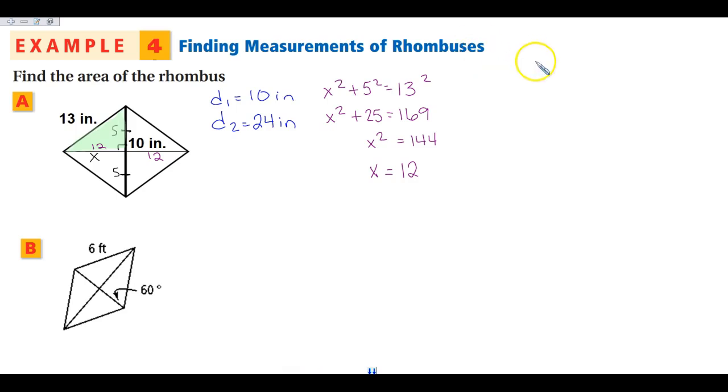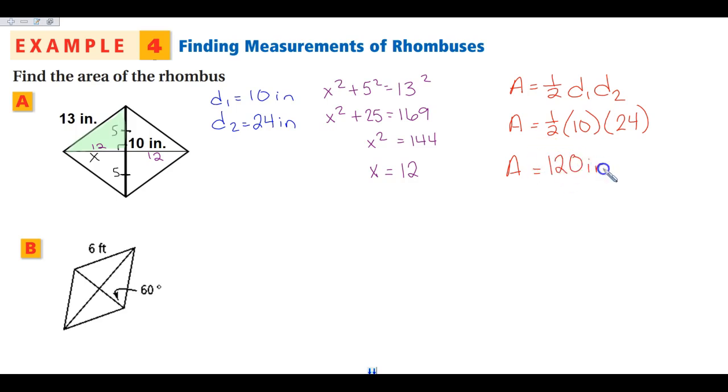Now I can use my area formula. So area is 1/2 diagonal 1 times diagonal 2. So this is going to be 1/2, diagonal 1 we said was 10 inches, diagonal 2 was 24. And when I multiply all these together, I'm going to get 120, and my unit is inches, so it is inches squared.